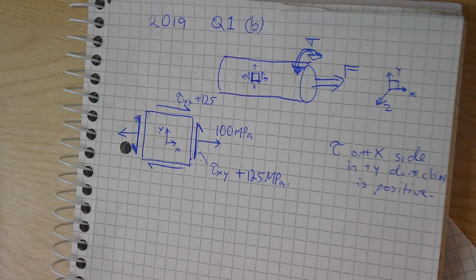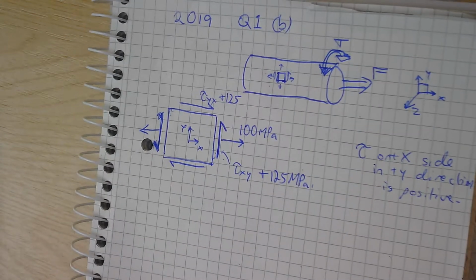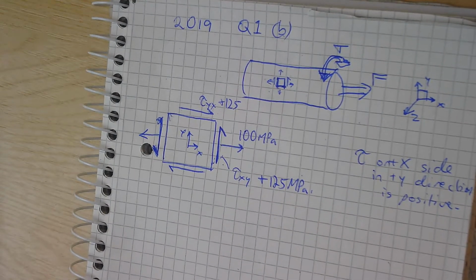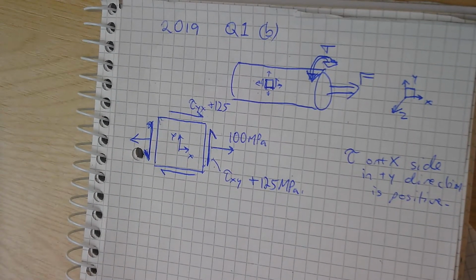So that stress state, where tau xy and tau yx are both plus 125 megapascals shear stress, that's positive shear. So that's just stating the question. I haven't answered anything yet, but that's drawing out the stress state as described in the question. What we want to do now is create Mohr's circle to represent this stress state.